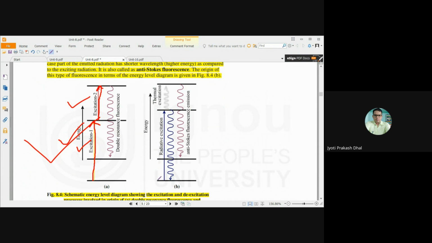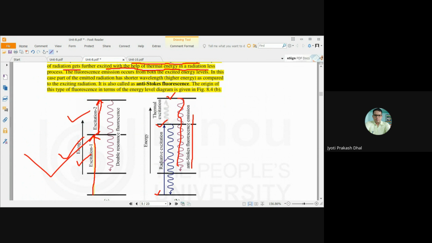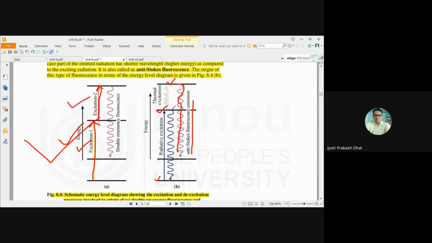The atom undergoes excitation from the ground state to some excited state, and from that excited state the atom absorbs thermal energy and moves to a still higher excited state. From that higher excited state, if it comes back to some intermediate state, that is called anti-Stokes fluorescence emission. And similarly, if from the intermediate excited state it comes back to the ground state, that is called double resonance.